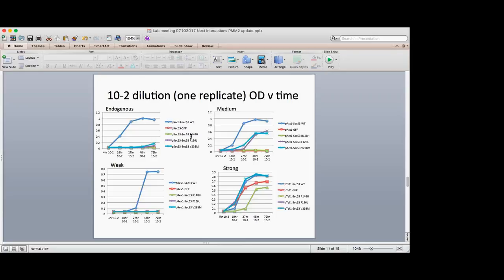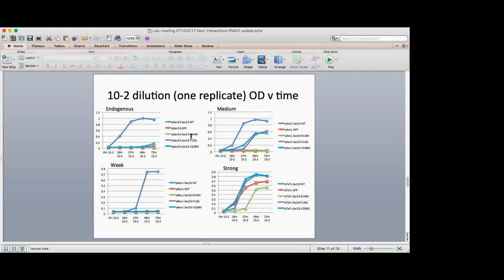Now let's look for a second at the other control. The blue line represents the wild type Sec53. The red line represents an empty vector, so you're not replacing with anything. That should be your negative control. In all the plots except the strong plot, you can see that the red line is essentially invisible because it's completely flat. And it doesn't matter whether you have... Well, here's where there's an artifact.